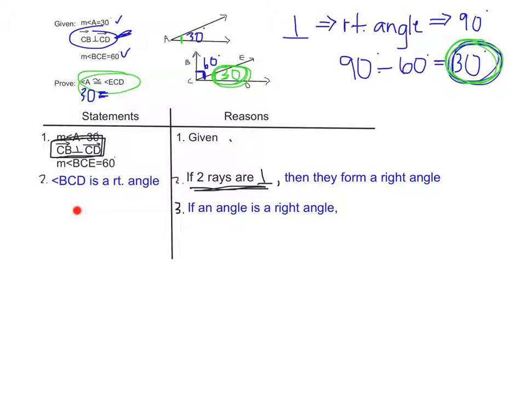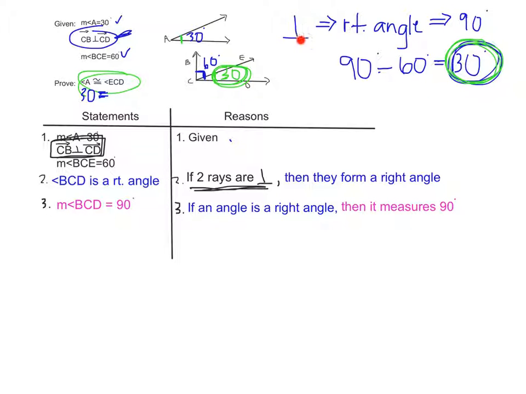So what am I going to say here in step 3? Well, if an angle is a right angle, and I already established that it is previously, then it measures 90 degrees. So again, look at what we've done. We said because in step 2 we knew it was a right angle, this led me in step 3 to say, well, now the angle measures 90 degrees.